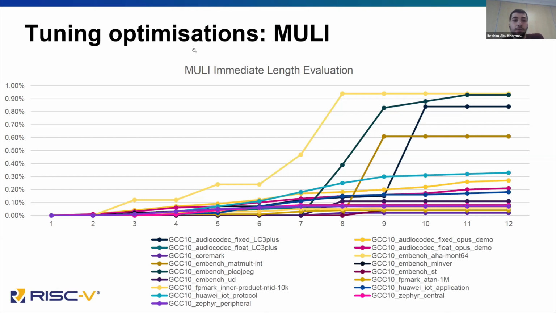We can see here for multiply immediate, around 10 bits, we saturate the savings, and beyond that, it wouldn't make much sense to use these extra bits unless we really have the encoding space.